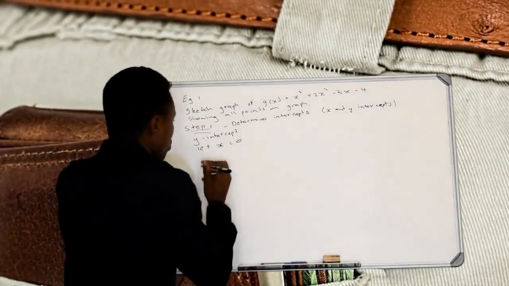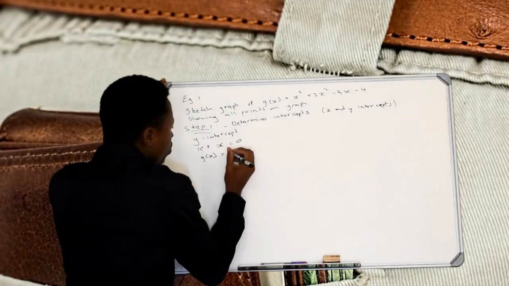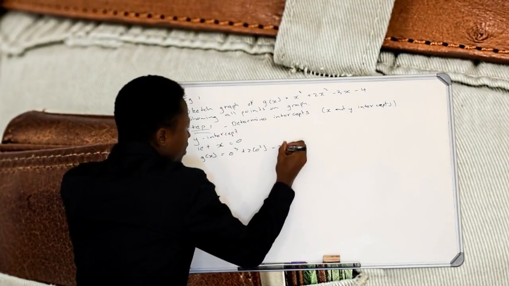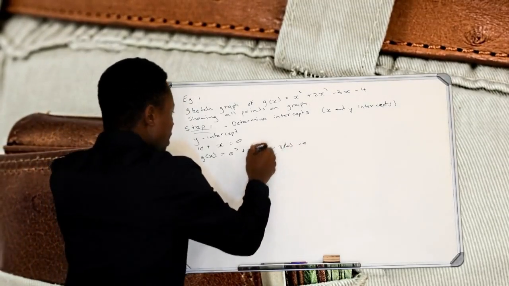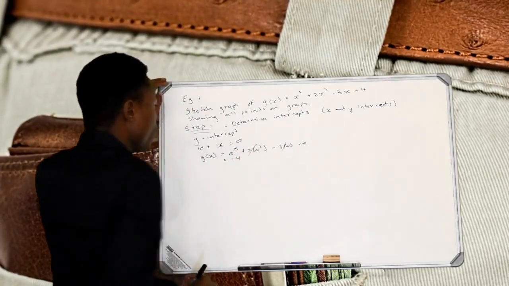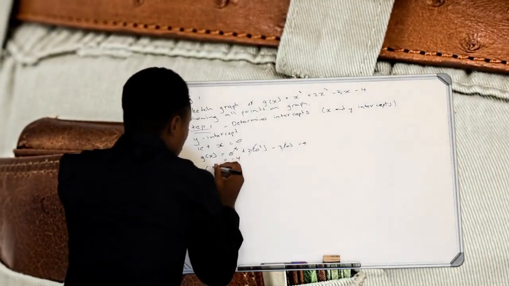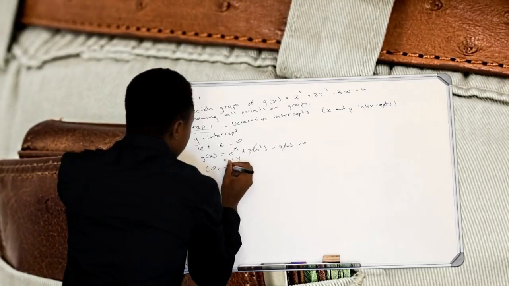So if I let x equal to 0, g of x is now equal to 0 cubed plus 2 times 0 squared minus 3 times 0 minus 4. What does this mean? This means that this and this and this are equal to 0. So my y-intercept is now negative 4. So what is my point? Don't just leave it there, make it a point. My point is 0 and negative 4.